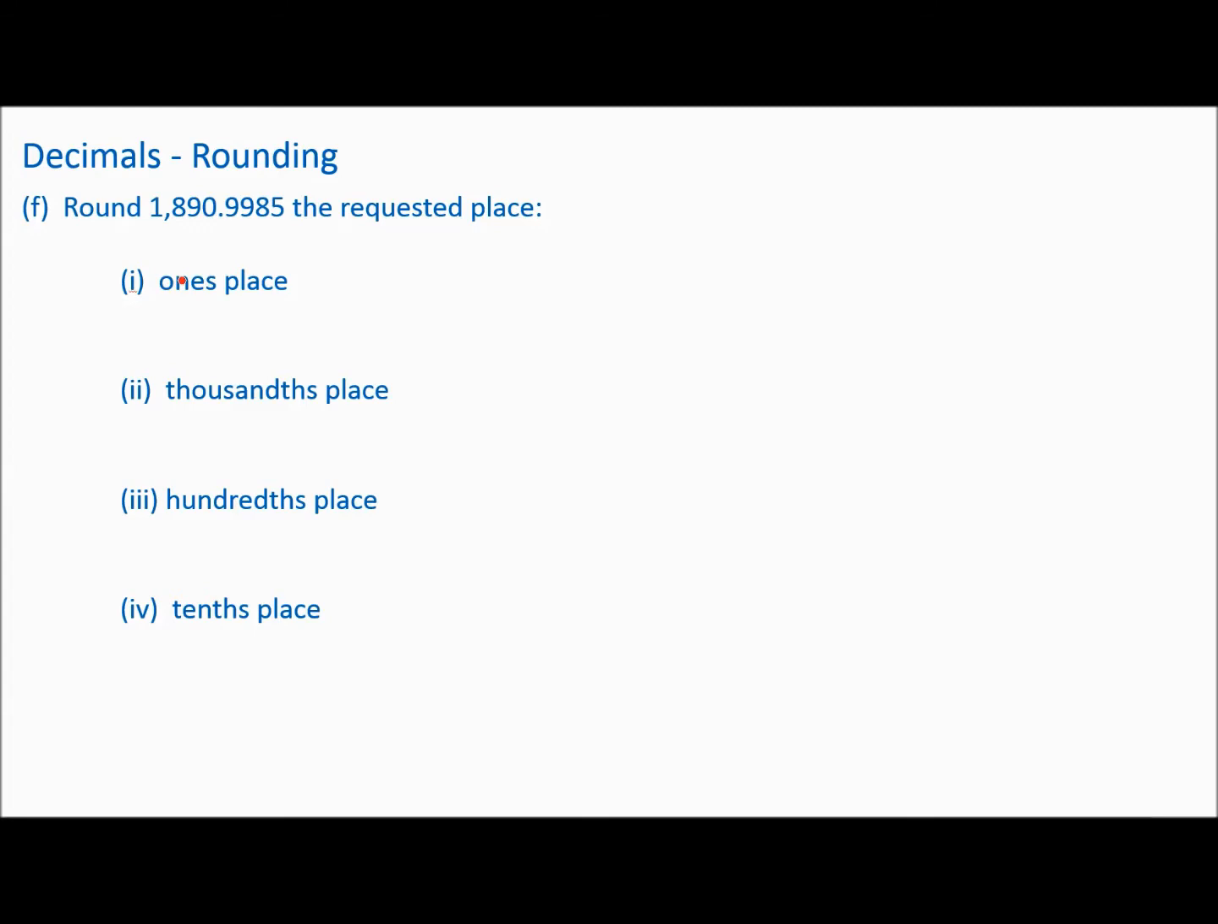The ones place. Let's take a look at the ones place. What number is in the ones place? A 0. Okay. And I'm supposed to look directly beside it at that 9. Now, if that number directly beside it is 5 or larger, then that 0 goes up to a 1. And that is the case, right? So my answer is 1,891. There's no reason to put a decimal or anything past it because we're rounding to the ones place. That means we chop off everything past it.